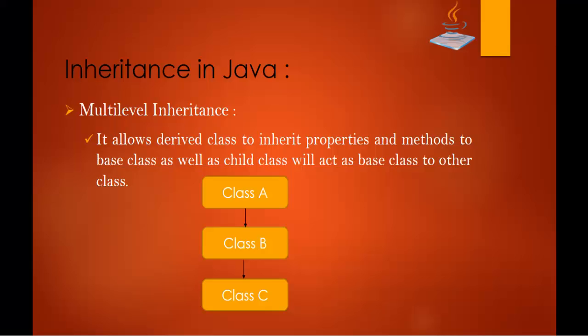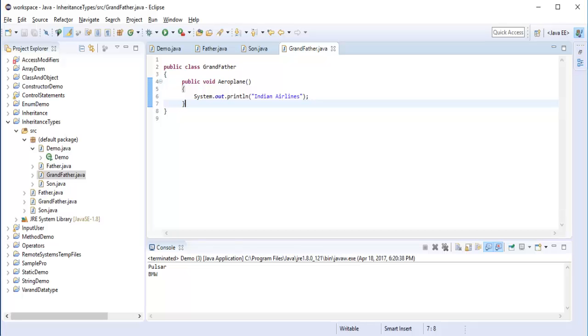Now we have to understand the concept of multi-level inheritance. In the sense, I'll inherit class A to class B, and class B to class C. Whatever methods are present in class A will be accessible to class B, and if I inherit class B to class C, class C will have permission to access all the methods present in class A as well as class B. Let me show you with an example.